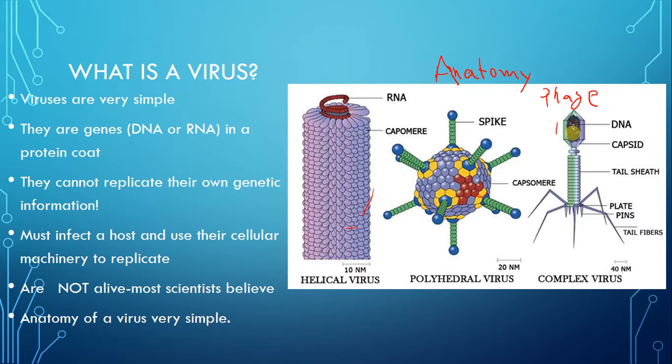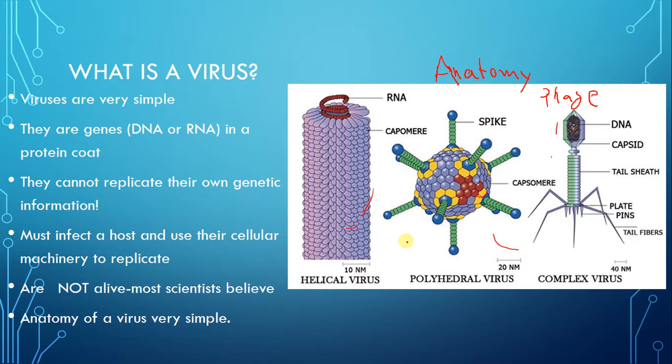Now inside the capsid is basically the genetic material. It can be DNA or it can be RNA. There are DNA and RNA viruses. And you can see that we've got several things going on here in the phage. You've got a sheath and some pins and tail fibers. This is a very complex virus, but mostly to be a virus you just need a capsid that protects the DNA or the RNA.